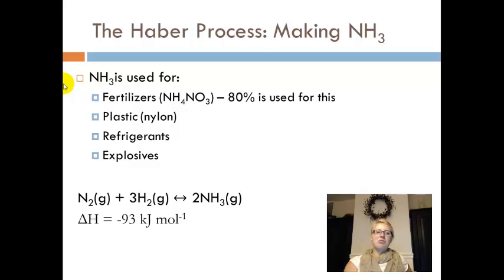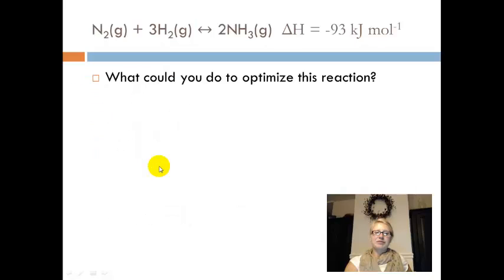So here's an example. The Haber process is the reaction that's used to make ammonia. So nitrogen plus 3 hydrogen goes to 2 ammonia. This ammonia is used in a variety of ways, most of which is used for fertilizer to grow our food, but it's also used to make plastics like nylon, refrigerants, and explosives. So how could you optimize this reaction?